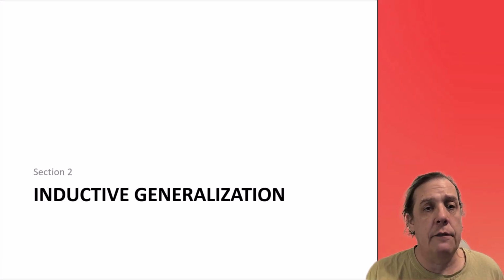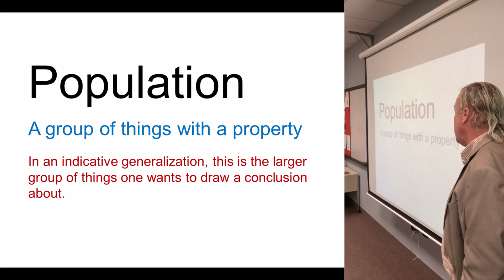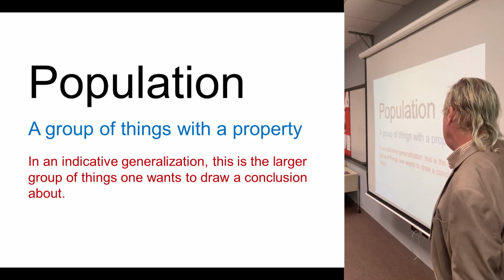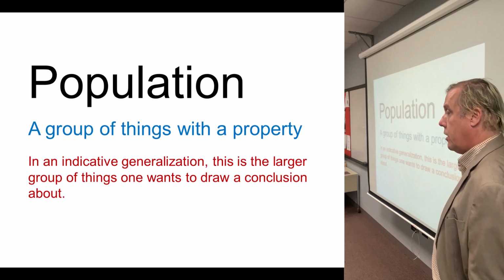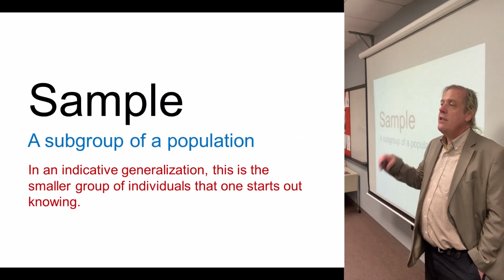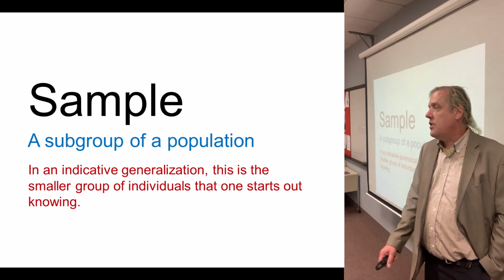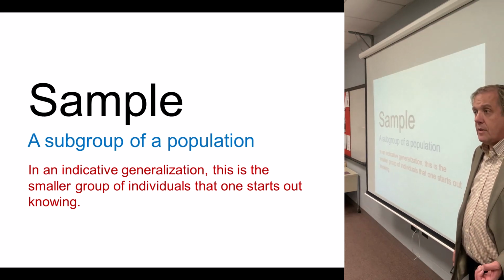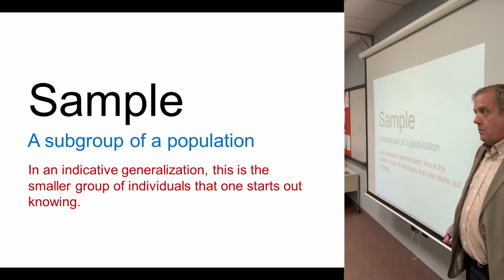So this is section 2, inductive generalization. Again, we've got a population, which is a group of things with a property. In an inductive generalization, this is the larger group of things that you want to draw a conclusion about. The population is going to be in the conclusion. The other term we need is a sample. A sample is any subset of the population, right? And in an inductive generalization, the sample is the smaller group of individuals that appears in the premises, right? So generalizations move from samples to populations, right?